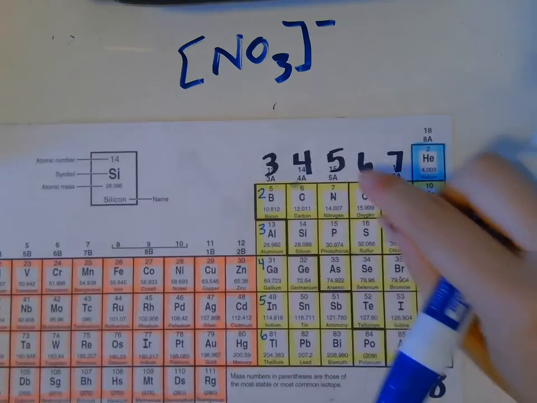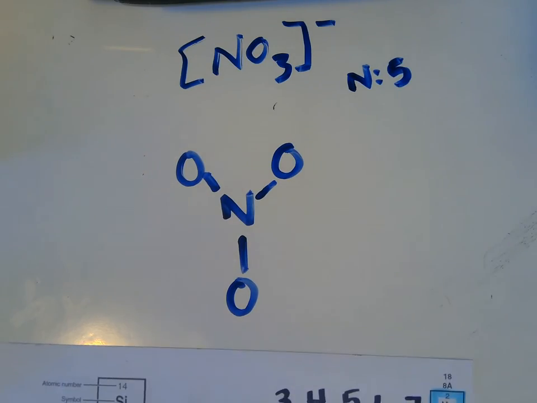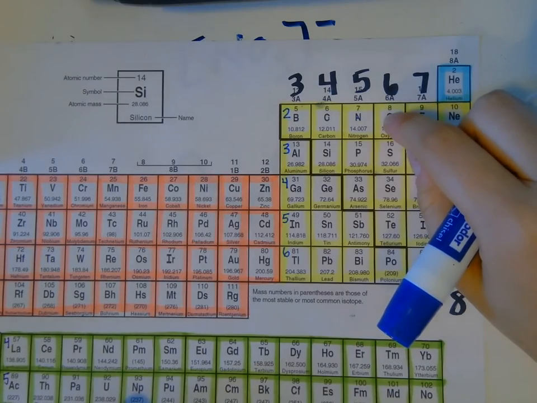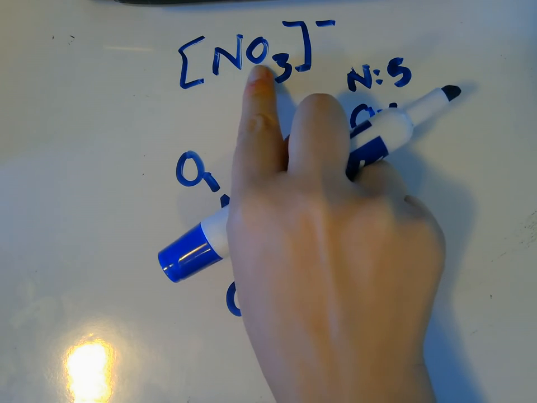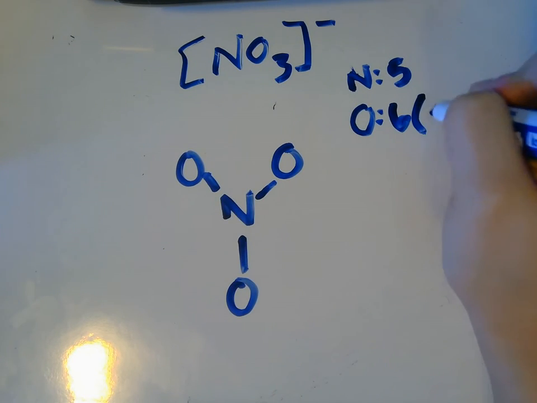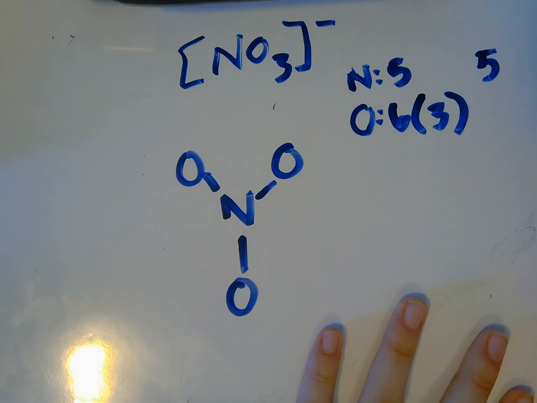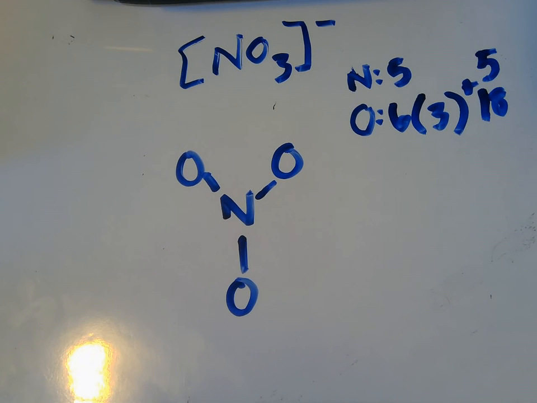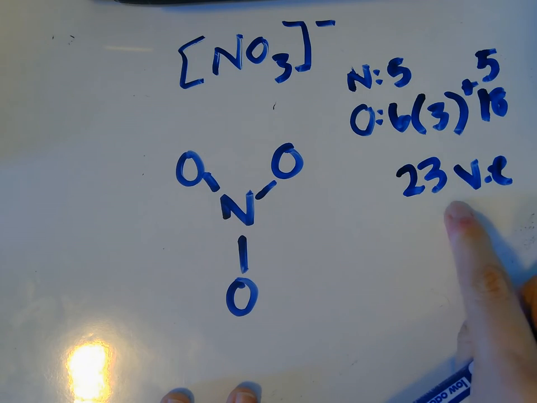So nitrogen is in group 5A, so nitrogen has 5 valence electrons. Oxygen is in group 6A, so it has 6 valence electrons. However, I have 3 oxygen atoms, so I have to multiply this number by 3. Okay, so let's figure this out. So I have 5 plus 6 times 3 is 18. 18 plus 5 is 23. So I have 23 valence electrons, but I am not done yet.